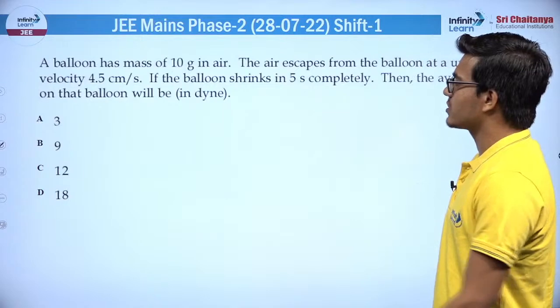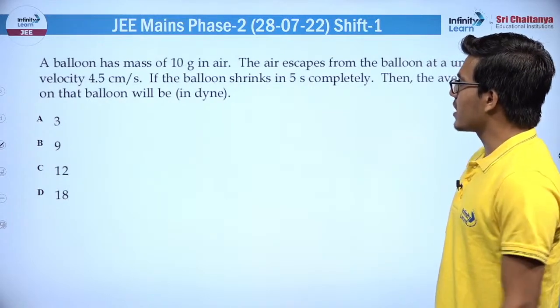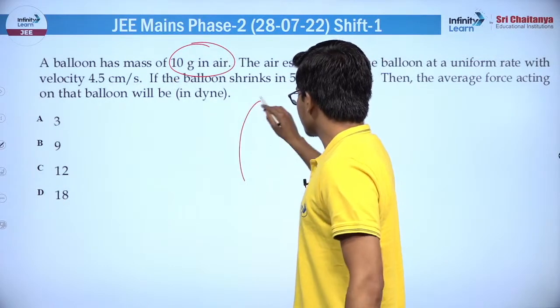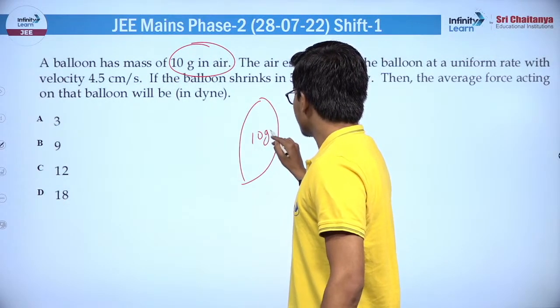Moving to the next question. A balloon has a mass of 10 gram in air. Okay, so let's say you have a balloon and its mass is 10 gram.